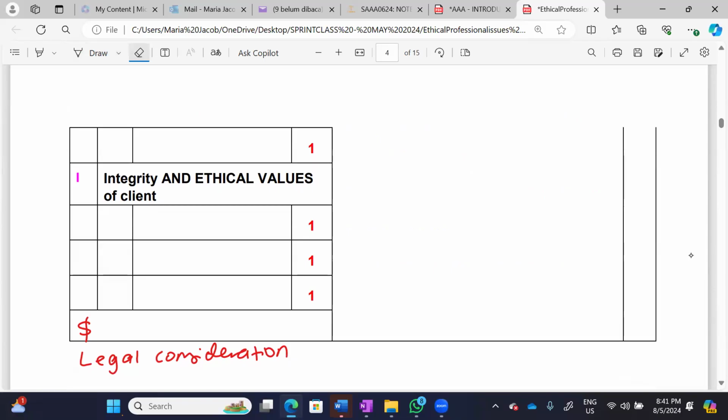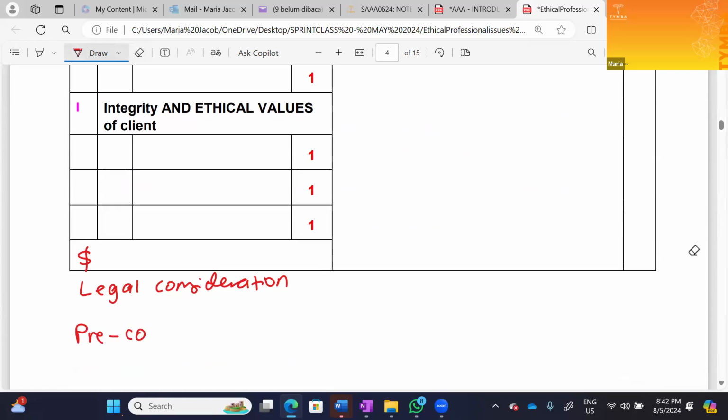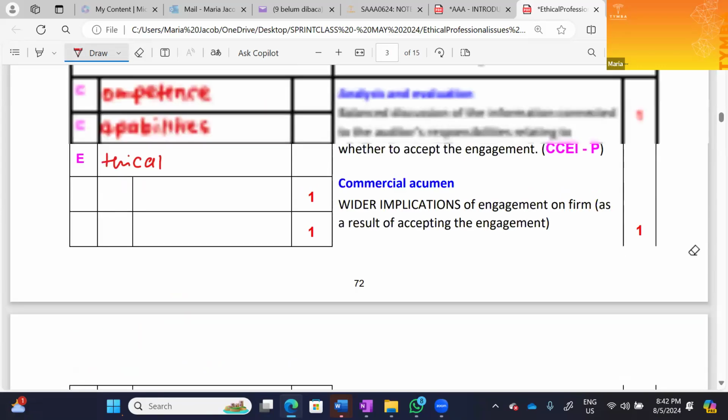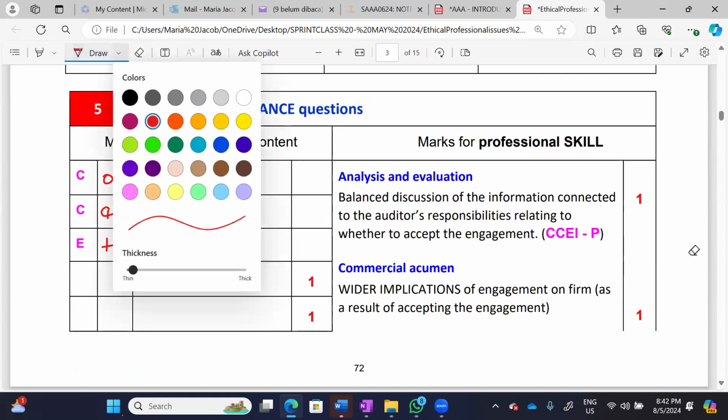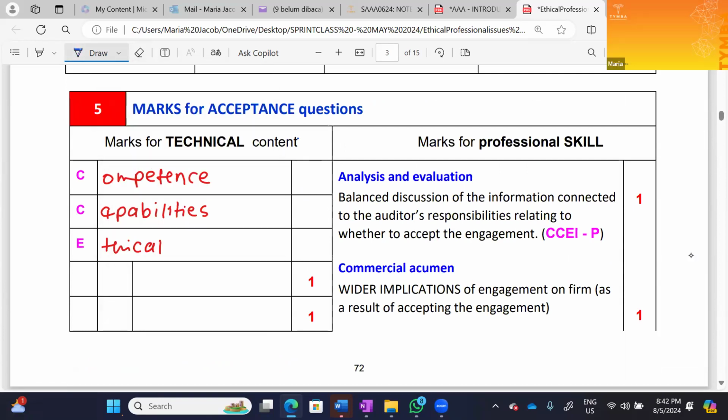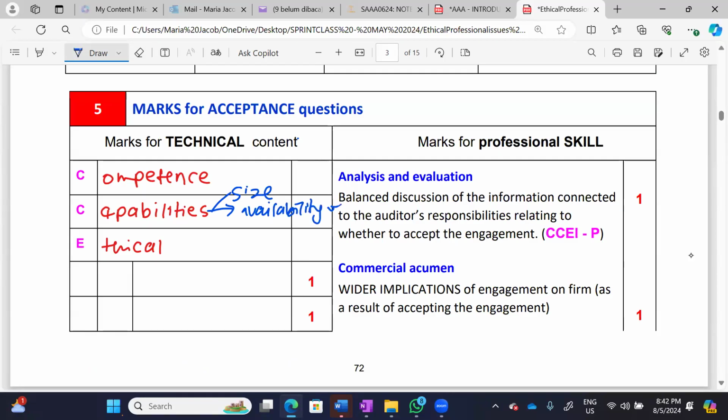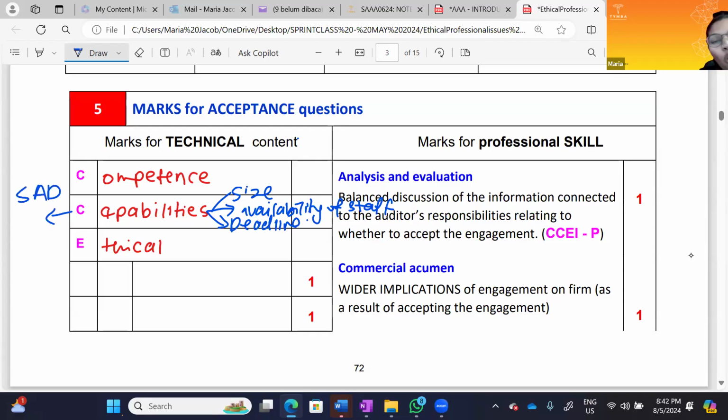An audit is a precondition. Now let me go through. If it is on capabilities, there are three things you will need to consider: the size of the client, is it something you can manage; the availability of your staff currently; and can you meet the deadline? The way to remember this is SAD. So competence and capabilities, remember SAD.